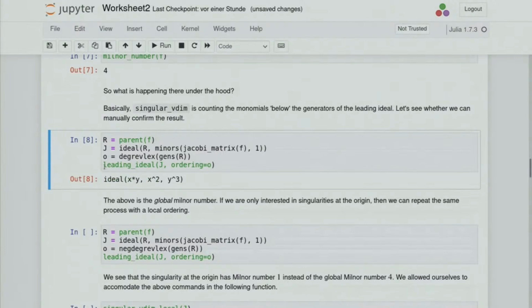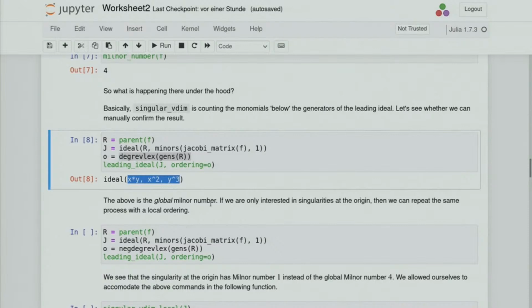So here we did what was on the slides before. We compute a leading ideal of this Jacobian ideal, but with a local ordering, as you saw before. That's the global. Sorry, that's the global case. And the global leading ideal, that was on the slides.